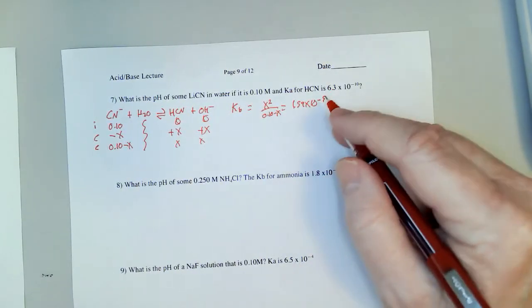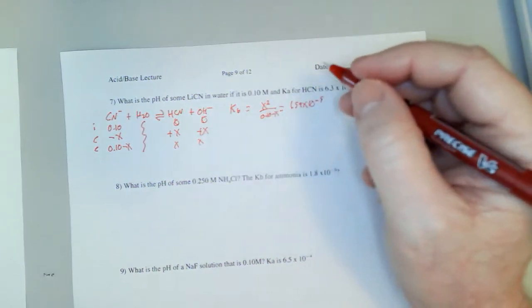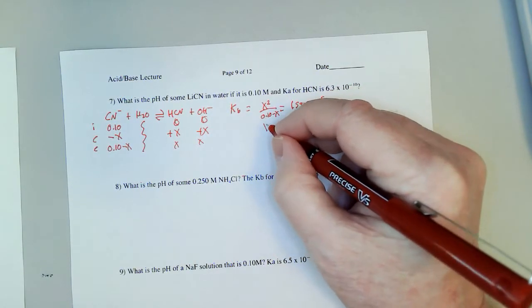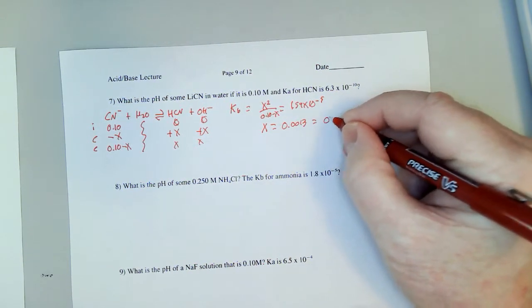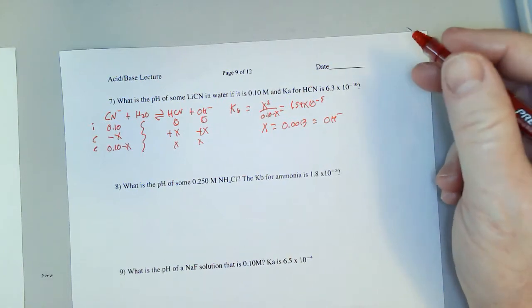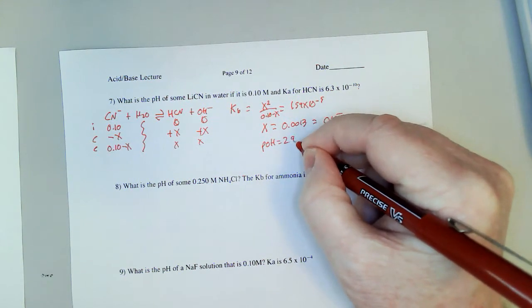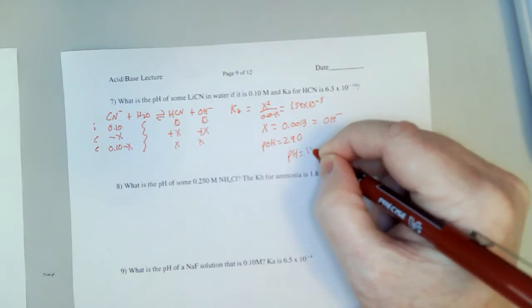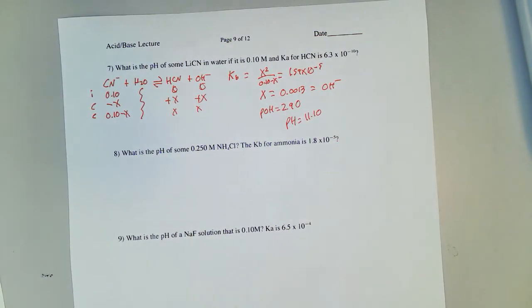They gave me the Ka. I found it just by using Kw divided by Ka. Now solve that. When I solve that, x equals 0.0013, but I must realize that that's hydroxide, not hydrogen ion. So the pOH equals 2.90, and the pH would be 11.10. All right, so why don't you give some of these a try? Go through, see if you can figure out what it's like, and then we'll go back and take a look.